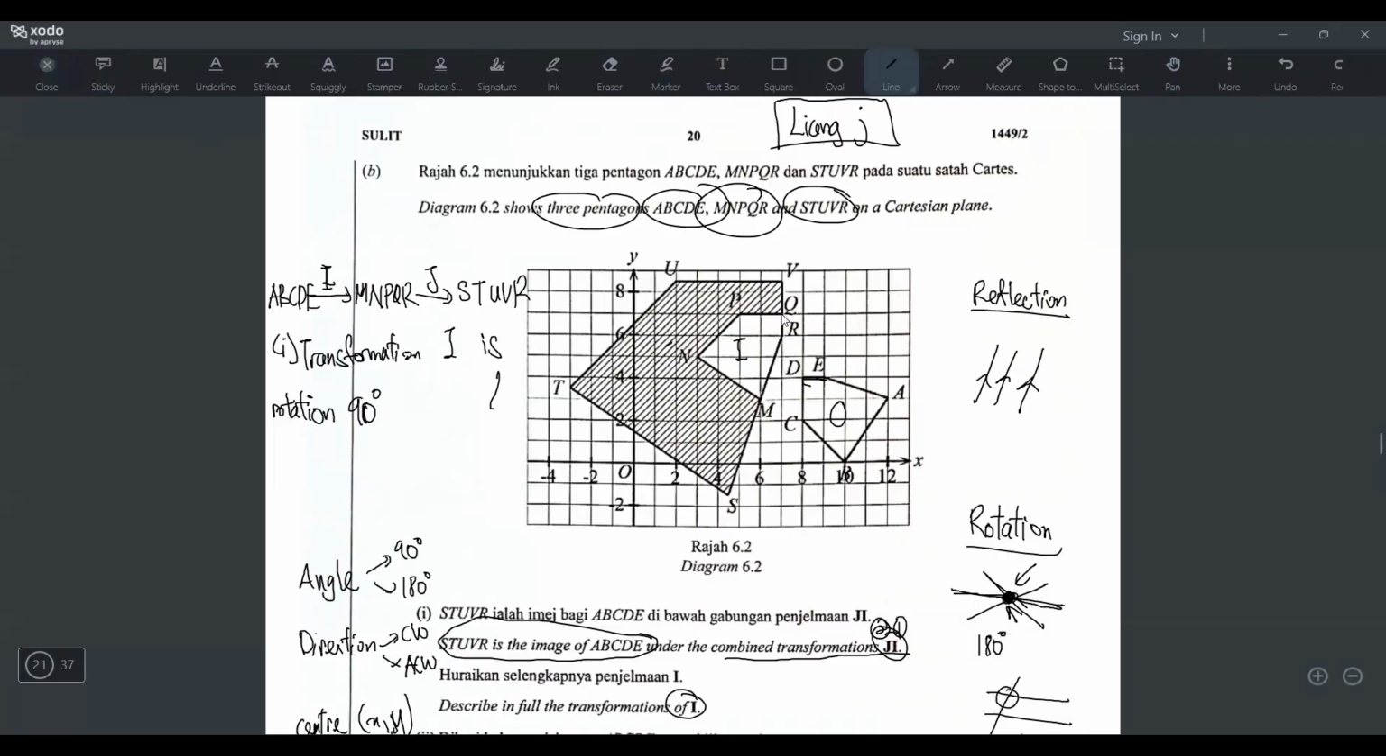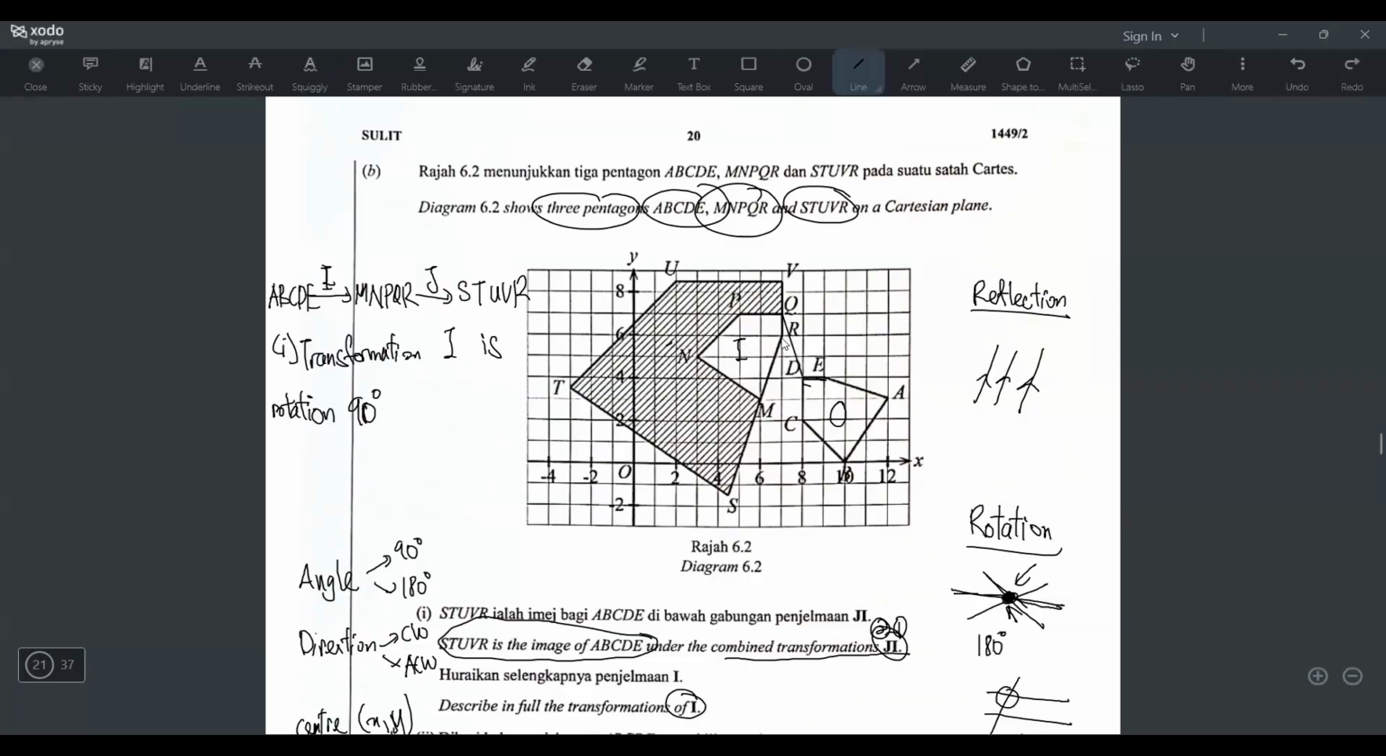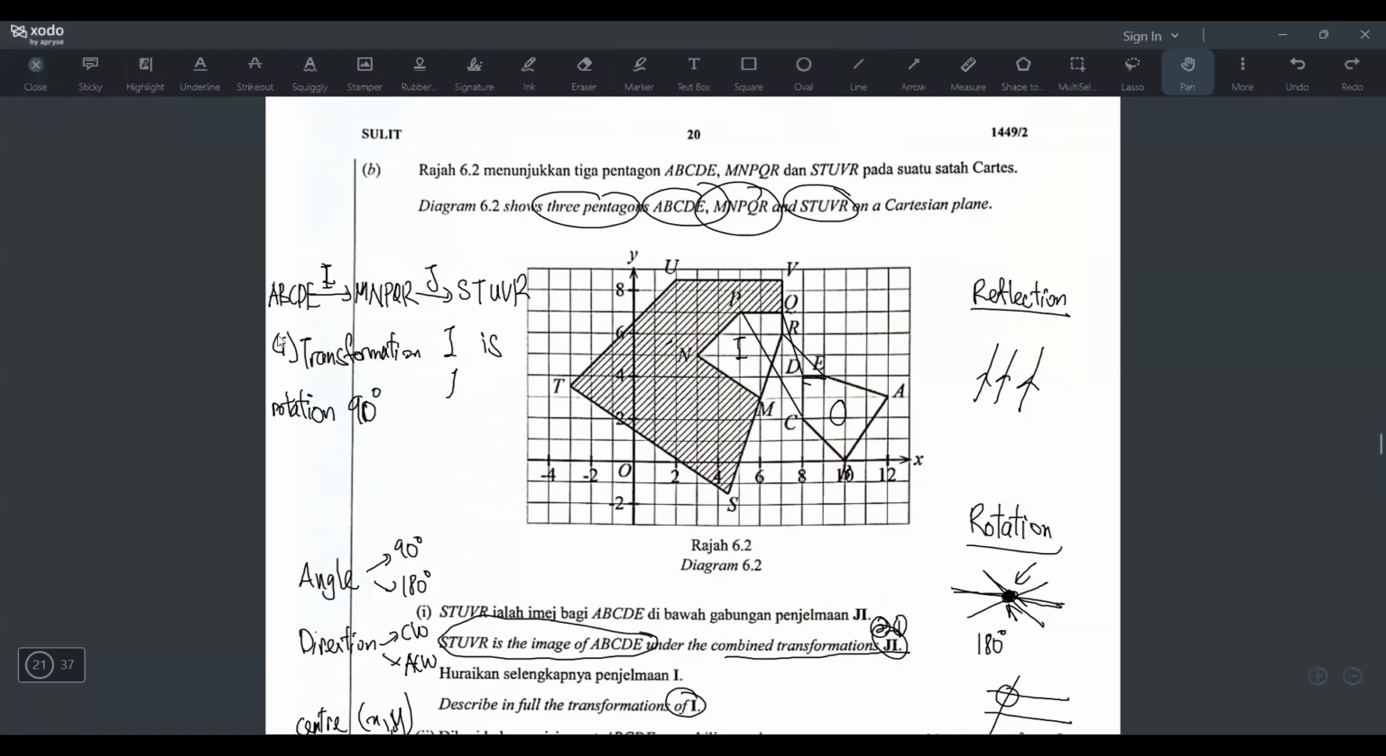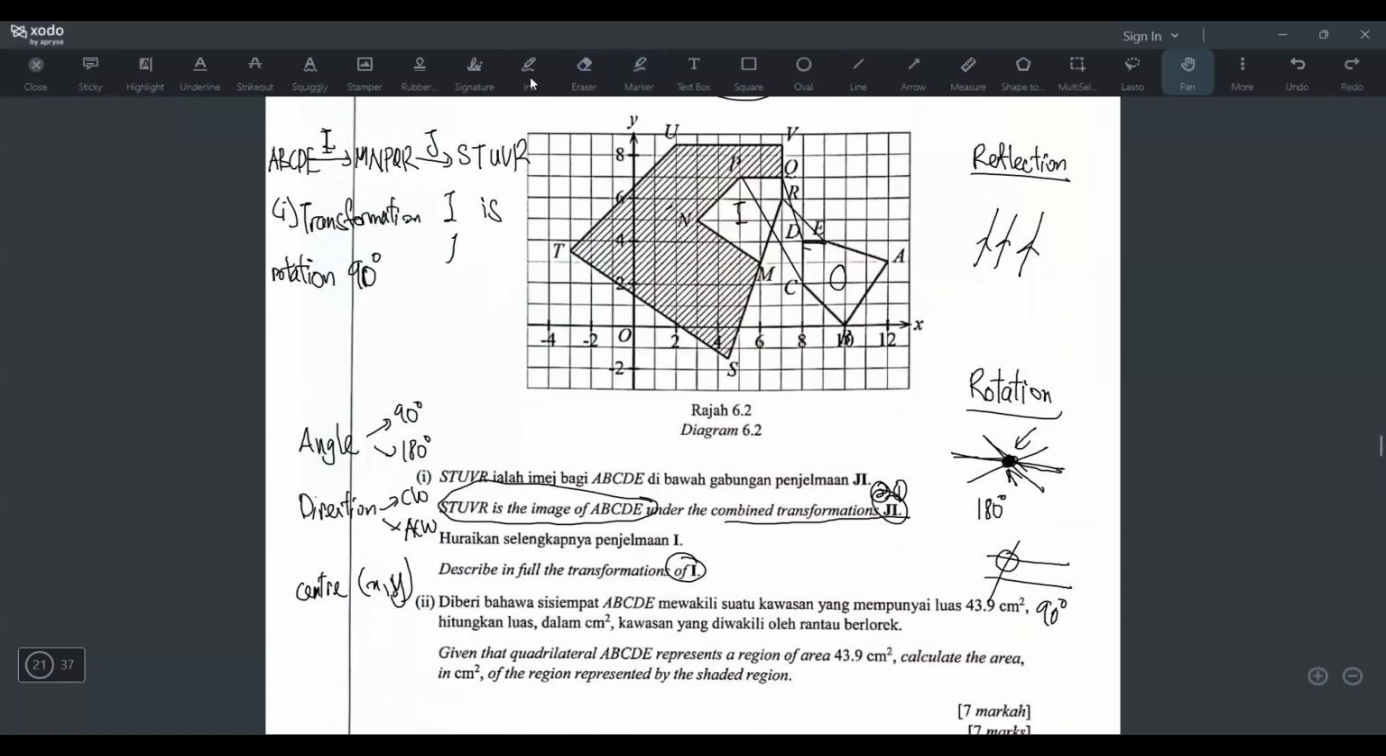So the lines just now, wait, let me draw it back. Just now what were the lines? I forgot. Q to D, R to E, and then P to C, right? Of course you can keep going, N to B, N to A can also. So this is how the method works. Of course you can use the compass also. The compass method is also not bad, you can get the answer very accurately.